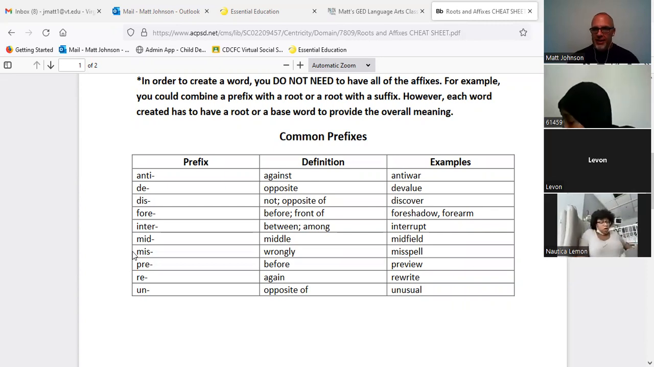The example they give here is like devalue, right? So you think about inflation today. Our dollar is devalued, right? It means it's worth less. It has less spending power than it did maybe a couple of years ago.